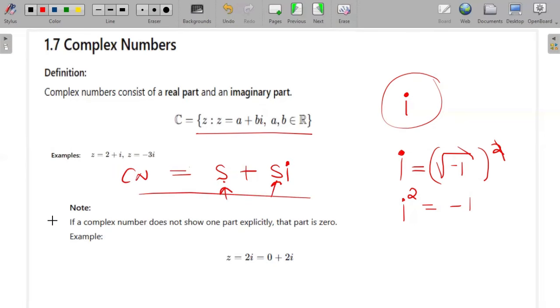Okay, and then here there's an important note that you should take note of. So I was saying if a complex number does not show one part explicitly, meaning it does not show the real part, or it does not show the imaginary part, then we have to take the other part as 0. So what this actually tells us is that all the numbers that we deal with are actually what? Complex numbers. Okay. And that is the reason why complex numbers is the biggest set of all the numbers that we can have. Okay. So I'll show you a question after this. It's the biggest set of numbers that we can have.